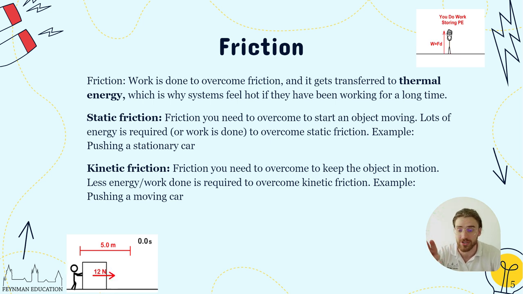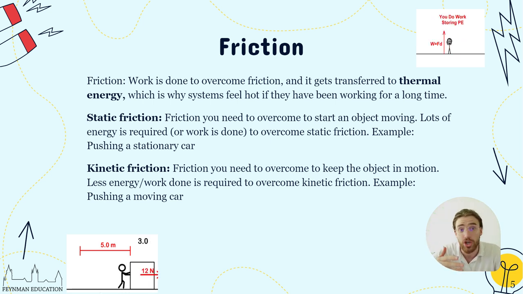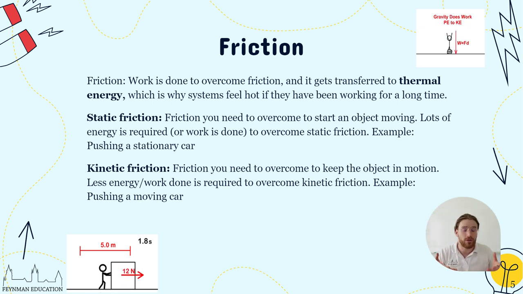Now there's two types of friction. There's static friction and kinetic friction. Static meaning non-moving. So static friction is the friction we need to overcome to have an object start moving. This is usually going to be the friction between the object and whatever surface it's on.